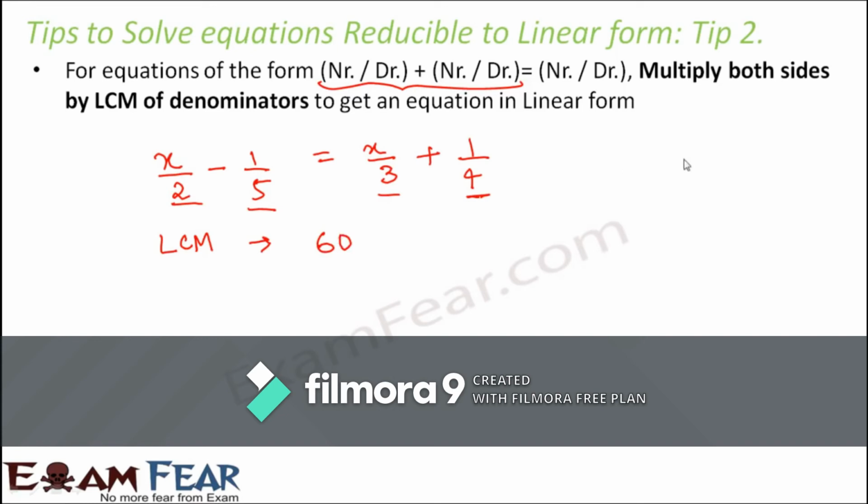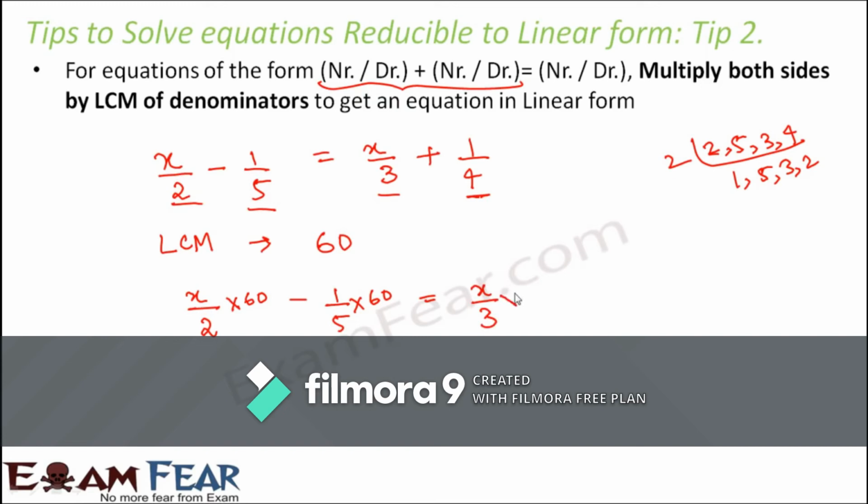The LCM would come out to be 60. Just try to find the LCM of 2, 5, 3, 4. So 2 into 2, 4 into 3, 12 into 5, 60. Therefore, the LCM would be 60. Now what you do is multiply both sides by this LCM. So that means x by 2 into 60 minus 1 by 5 into 60 is equal to x by 3 into 60 plus 1 by 4 into 60. So we have multiplied both sides by 60.